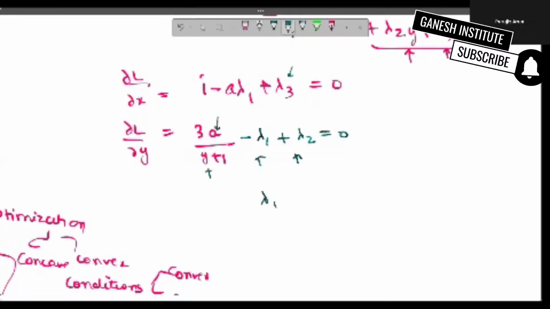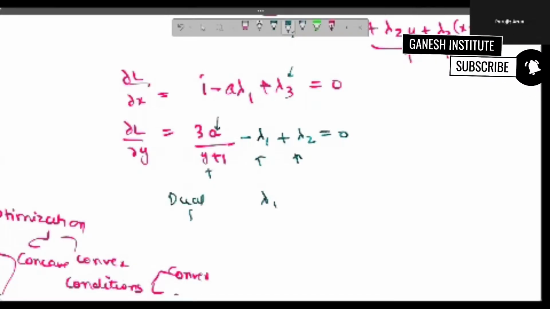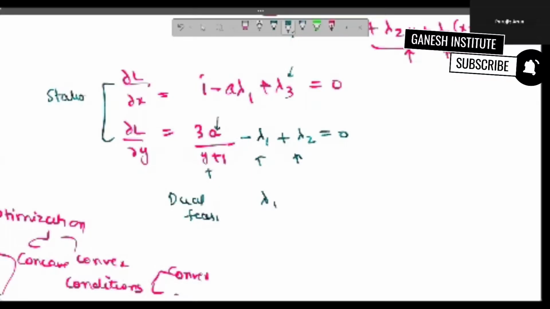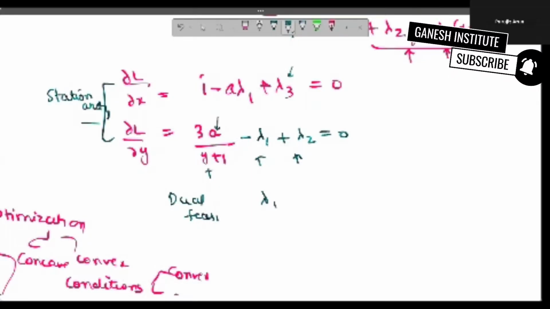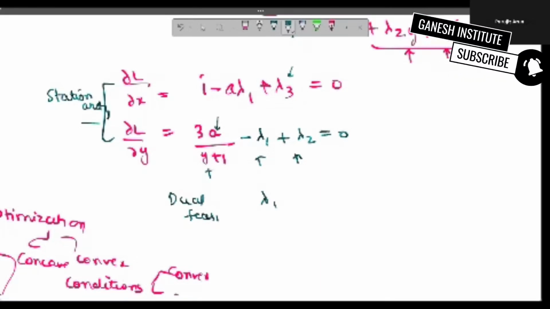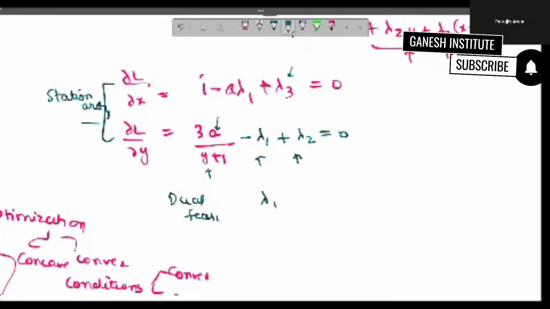So what is dual feasibility? Dual feasibility is when the constraints are holding and the multipliers are non-negative. Yes, dual feasibility: multipliers are non-negative.